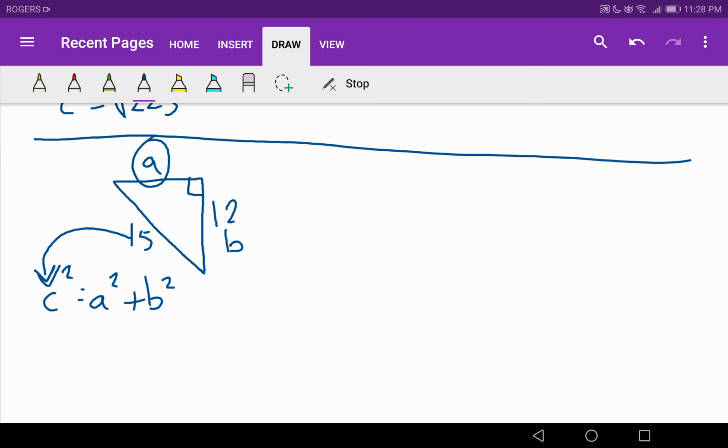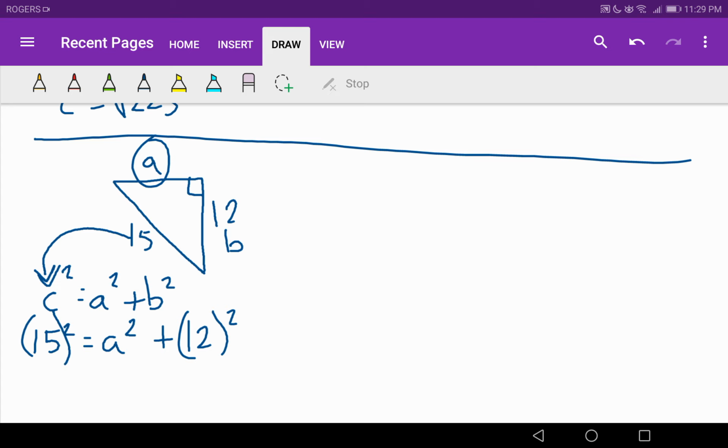If I replace C with 15, because it's my longest side and it has to be C, I'm going to leave A the way it is because I'm going to solve for A, so I don't know what A is. So I'm just going to keep it as A squared. And then I'm going to add, instead of B squared, I'm going to say that my 12 is my B, so 12 squared. Okay, and I should put the 15 in brackets as well.